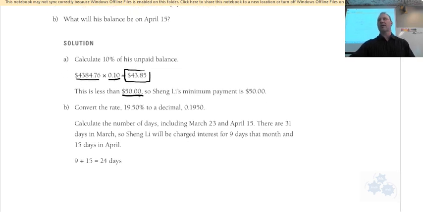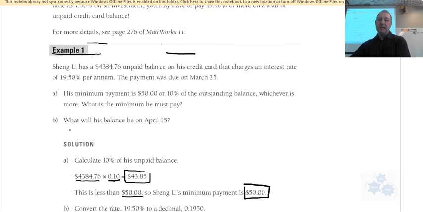So again, with the credit cards, there's a minimum payment that is due. And if a certain percentage of your balance is more, you have to pay that. But if it's less, you have to pay the minimum. So you have to pay the bigger one of the two, so the payment is $50. Okay? Now, question B says, what will his balance be on April 15th?